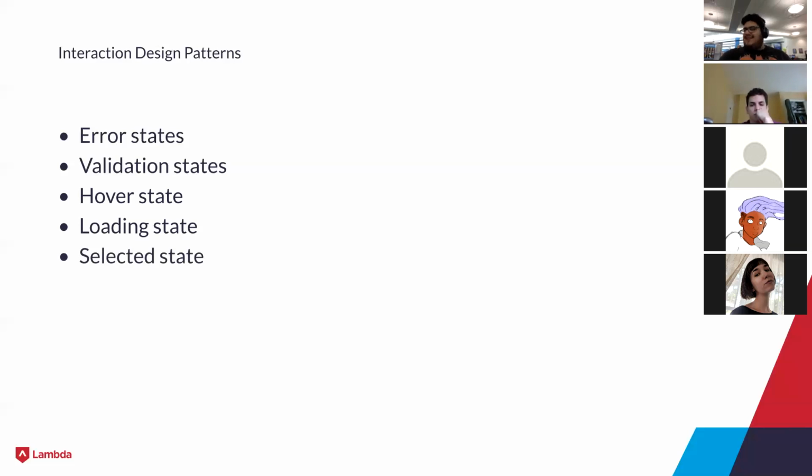The next is a selected state. So this communicates that an element has been selected by the user. And a good example that we'll showcase is Trello. So for example, if you've ever used Trello and you've created a checklist, being able to select one of the checkboxes is going to let the user know that an element has been selected.